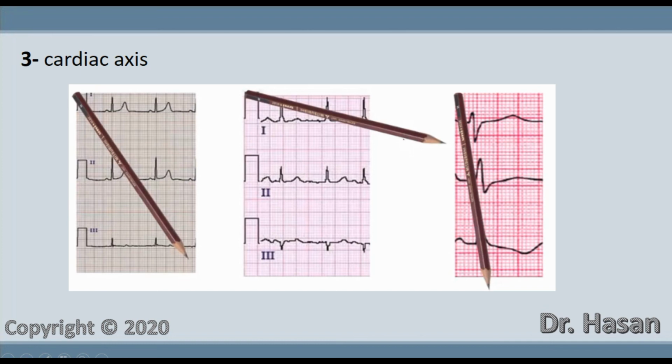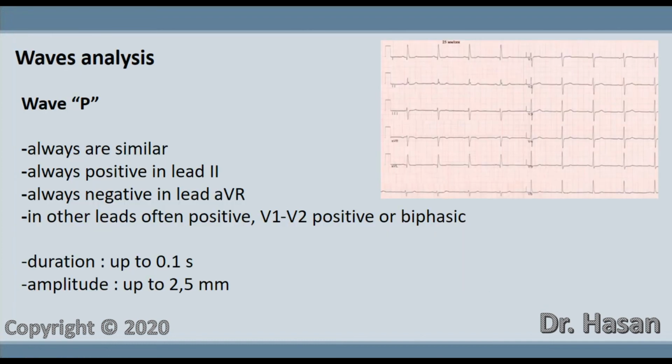Now let's talk about the analysis of the P wave. When looking at the P wave, we should determine its shape. It should always be similar. It should always be positive in the second lead and always negative in the AVR lead. In other leads, it's often positive or biphasic. We should determine its duration. Normally, it is up to 0.1 seconds. We should determine its height. Normally, it's up to 2.5 millimeters.